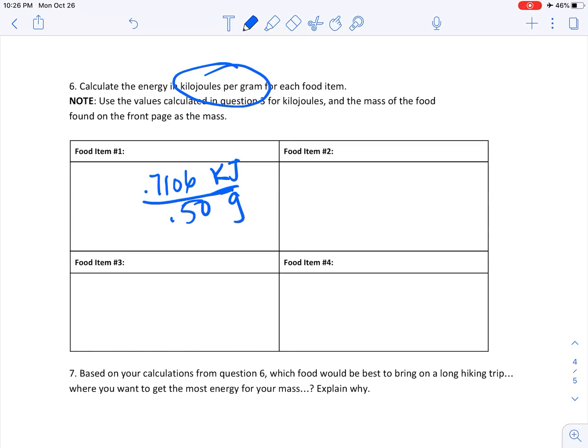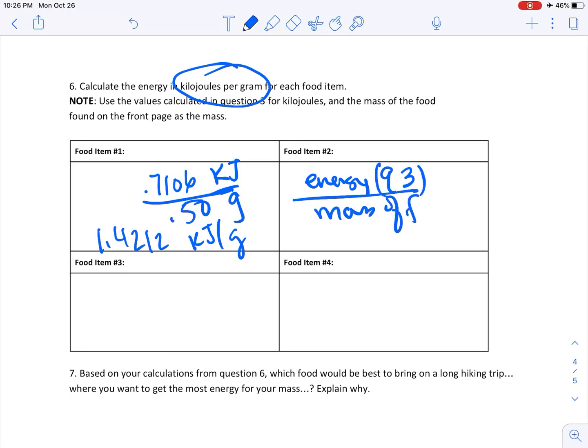So 0.7106 divided by 0.5 gives me 1.4212, which I shouldn't have that many decimal places, kilojoules per gram. Done. So I take my energy, which is question 3, and then I'm going to do that over the mass of the food. And my units are kilojoules per gram.